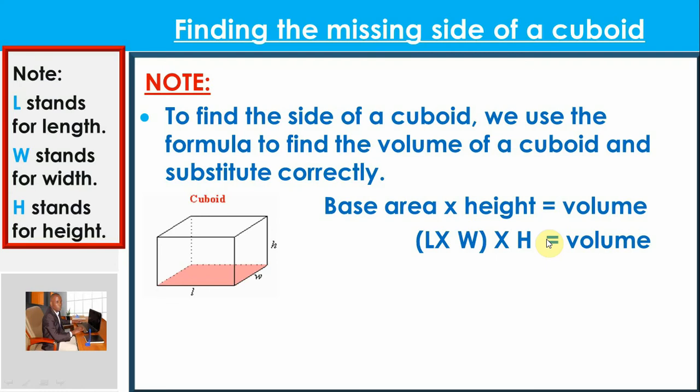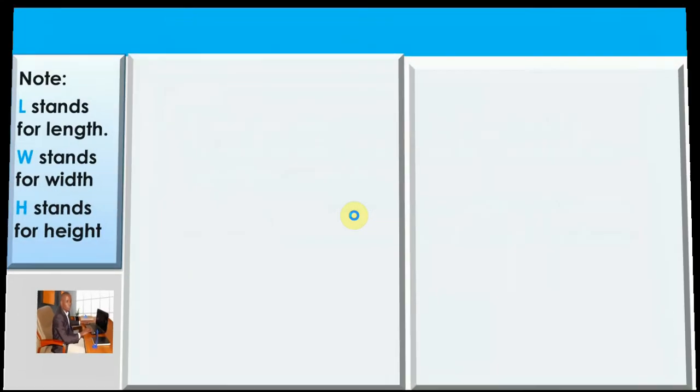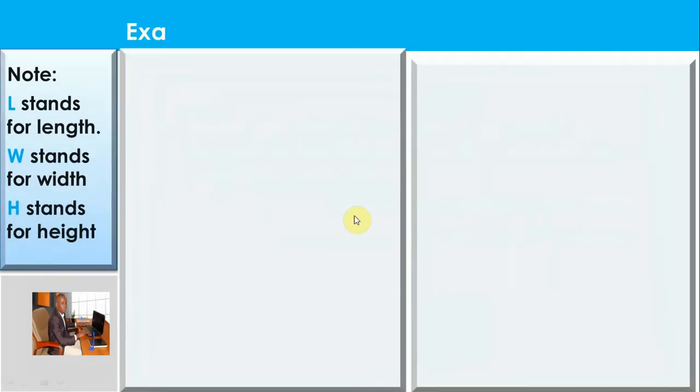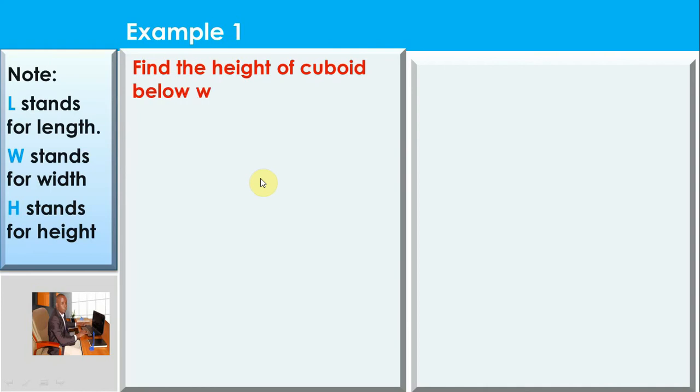Now, learners, let us look at how they set this question and how we go about it. We are starting with our example 1, which is coming right on your screen. I am going to read this question. The question says, find the height of a cuboid below whose volume is 180 cubic centimeters. Take note that the volume is given as 180 cubic centimeters.